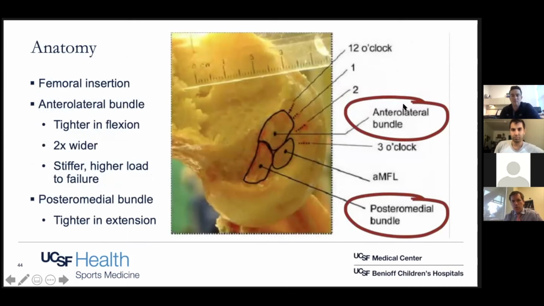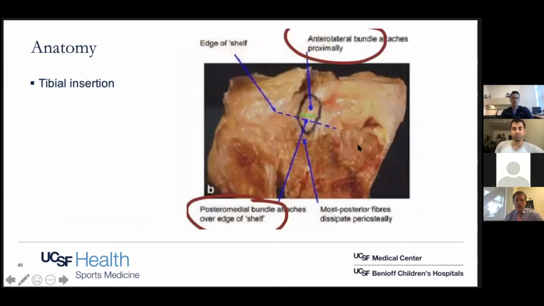So there's the anterolateral bundle and the posterior medial bundle. The anterolateral bundle is tighter in flexion. It's wider. It's a larger portion of the PCL. It's stiffer, higher load to failure, and it's the more isometric of the two. And then posterior medial bundle is tighter in extension. When we're doing a single bundle reconstruction, we're usually recreating the anterolateral bundle preferentially. And then on the tibia, those bundles are named by where they attach on the tibia. So anterolateral, and then you have the edge of the shelf, and then posterior medial over that edge.